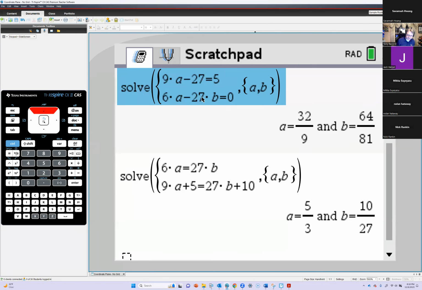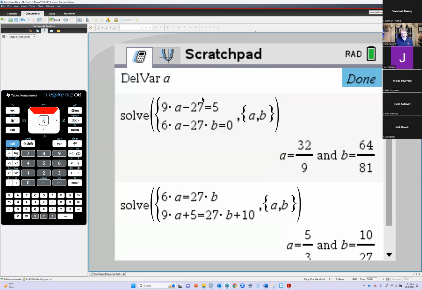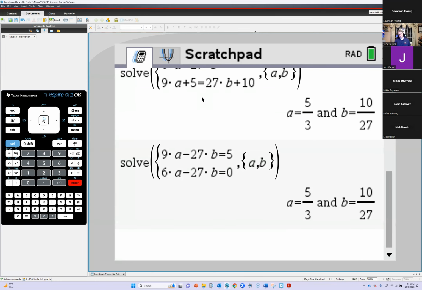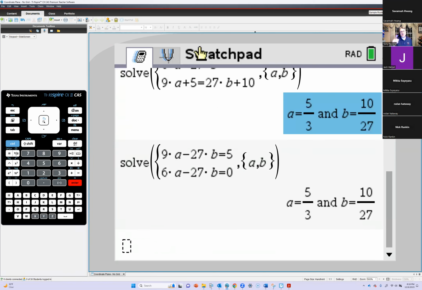That's still going to give me 5/3 though. 9A minus 27B equals 5. 6A minus 27B equals 0. I'm not so sure. Oh, I forgot my B, right? How come you guys didn't tell me that? I forgot the B here. Now we're good. Okay. Bonus content for showing up tonight: how to solve a system of equations.